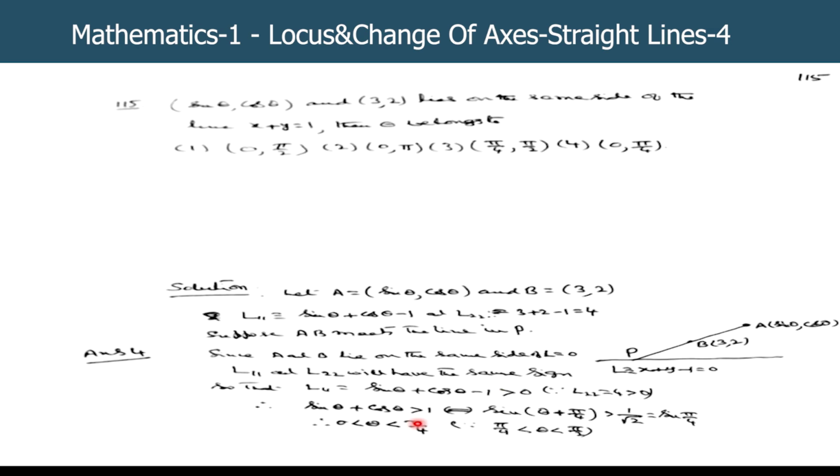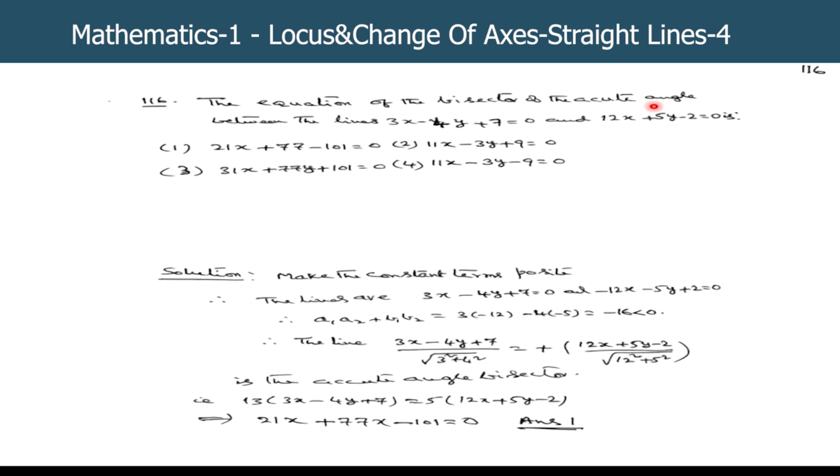Sin of (theta plus pi by 4) is greater than 1 by root 2. So greater than 1 by root 2 means the angle must be greater than pi by 4. So theta must lie between 0 and pi by 4, 0 less than theta less than pi by 4. So the correct answer is option 4. Please remember, sin alpha greater than sin theta in the first quadrant means alpha must be greater than theta, and also theta less than alpha less than pi by 2.